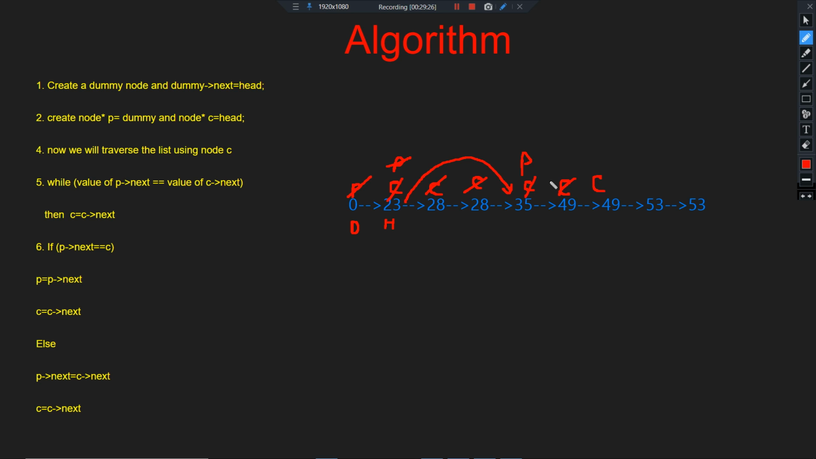Here P's next is 49 and C's next is 53. The values are not same. So we will make C's next to P's next. So P's next will now be C's next. And now we will increment C. Now our P's next is 53 and C's next is 53. The values are same? Yes, the values are same, so we will increment C.